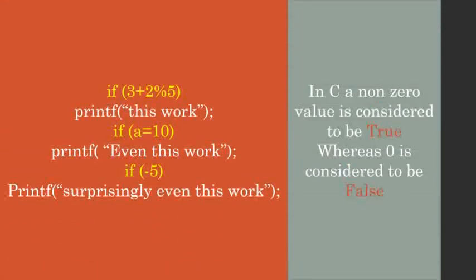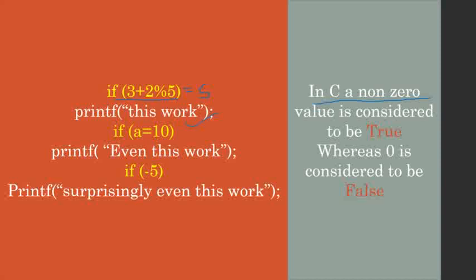Now there are some more examples. If 3 plus 2 mod 5, then print this work. Now in C, a non-zero value is considered to be true, whereas 0 is considered to be false. So in the first condition, 3 plus 2 mod 5 will give 5. 2 mod 5 will give 2, and 3 plus 2 is 5. So here in the condition there is 5, which is a non-zero value, so it is considered to be true. It means this work will be executed.